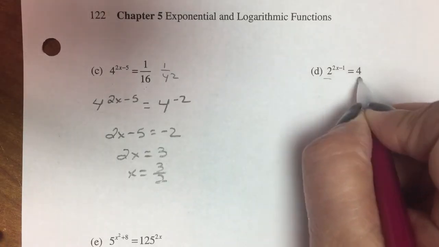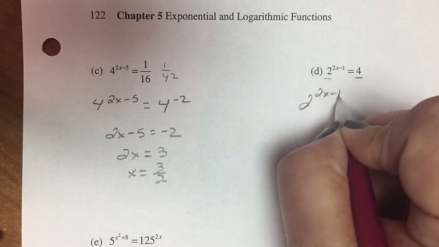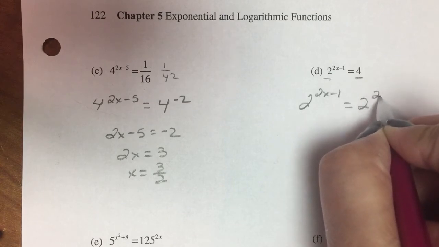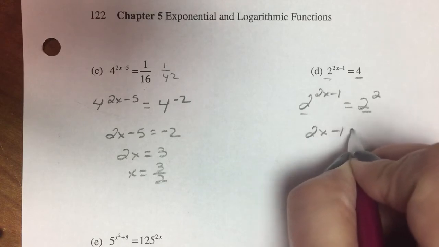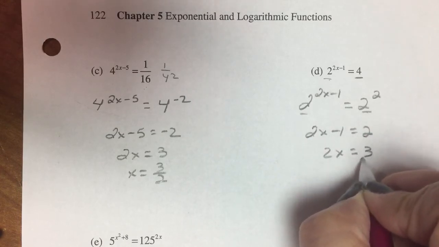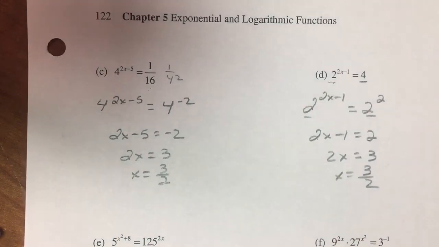So I can see that I can write 4 with a base of 2. So I'm going to leave this one. 4 with a base of 2 would be 2 squared. Bases are the same. Set the exponents equal to one another. So 2x is equal to 3. X is once again 3/2.